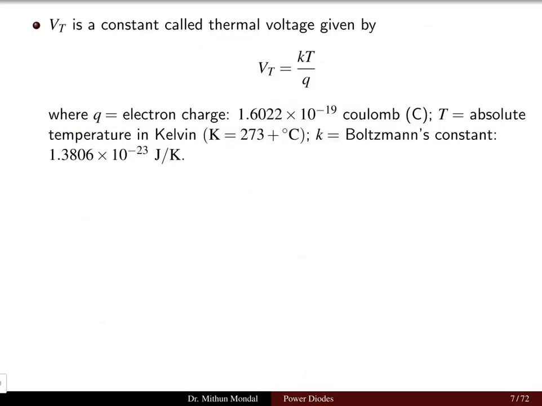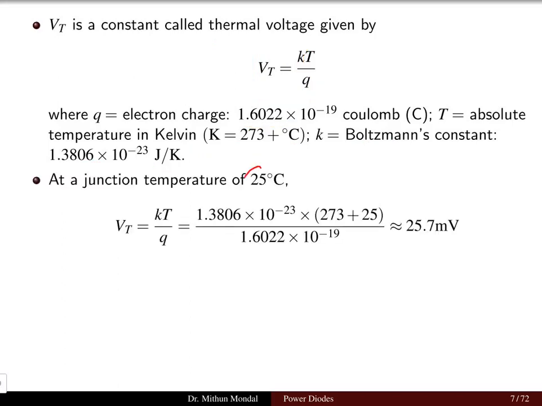So Vt is the thermal voltage, which is given by kT by q, where k is the Boltzmann constant, given by 1.38 into 10 to the power minus 23 joule per Kelvin, and T is the temperature in degrees Kelvin. So if the temperature is given in centigrade, you have to add 273 to convert that into Kelvin. The q is the charge on the electron, which is 1.6 into 10 to the power minus 19 coulomb.